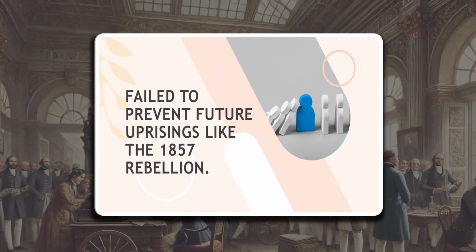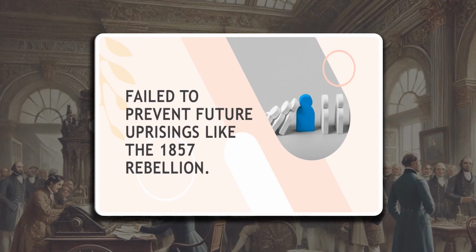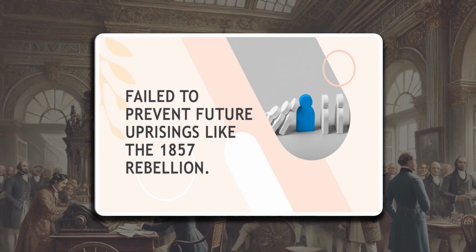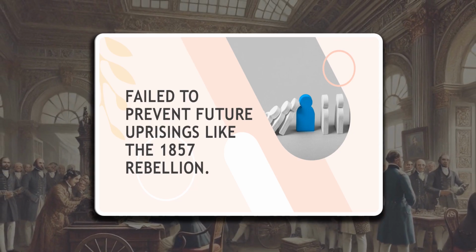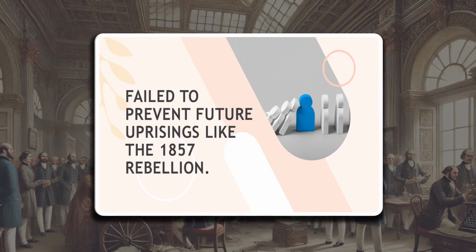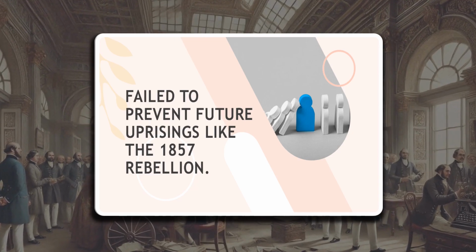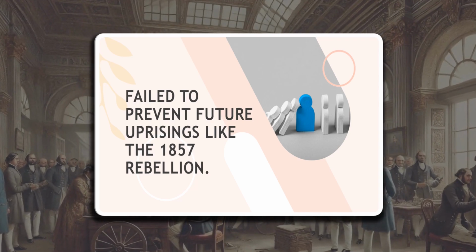Moreover, the Act's restrictions on the company's military activities did not prevent future military setbacks. It failed to address the root causes of the East India Company's failures, including the lack of trained personnel and effective communication systems. These issues would later contribute to the problems that led to the Indian Rebellion of 1857.